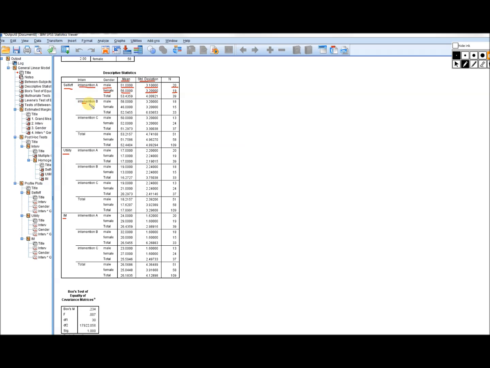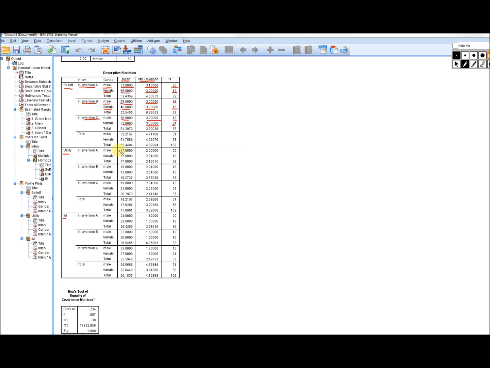In the intervention B condition, you can see, again, the mean for males is 58. There's the standard deviation. The mean for females was 46. So actually, males scored higher than females on self-efficacy in the intervention B condition. There's our standard deviation again. In the C condition, males and females actually score fairly close together, with females scoring just a little bit higher than males. And again, there are our standard deviations for those. These are the sample sizes for each of the cells.